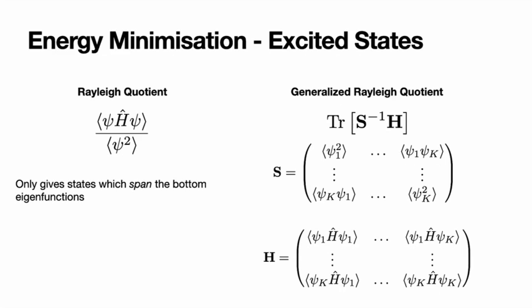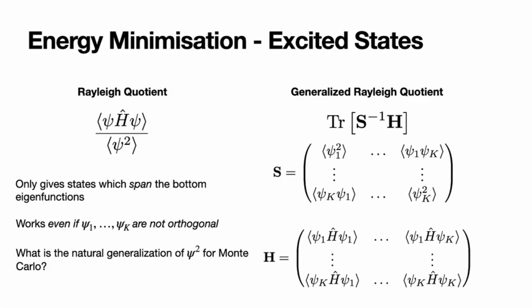This generalized Rayleigh quotient is invariant to taking linear combinations, which means even if the different psis are not orthogonal, by minimizing this, you can still get, at least up to some transformation, the excited states. Okay. So the question then is, how can we apply this same trick for QMC that works with the ground state to this generalized Rayleigh quotient?